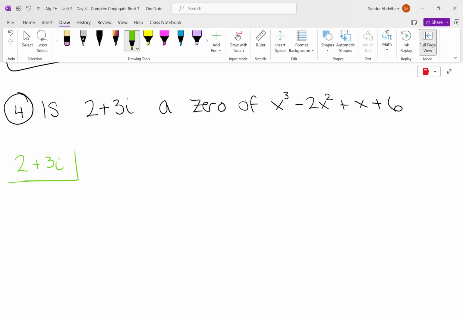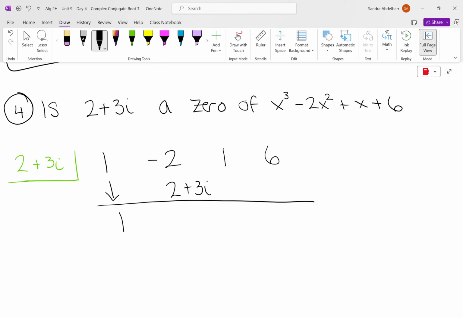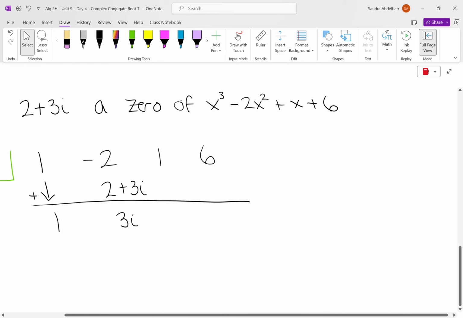Is every exponent accounted for? Looks like it, right? 3, 2, 1, constant, we're good. So now we're going to write out our coefficients, 1, -2, 1, and 6. Bring down that 1. 1 times the quantity of 2 plus 3i is 2 plus 3i. What happens with the -2 and the +2? They cancel. So now I'm left with 3i.